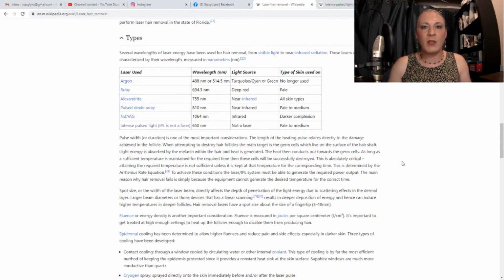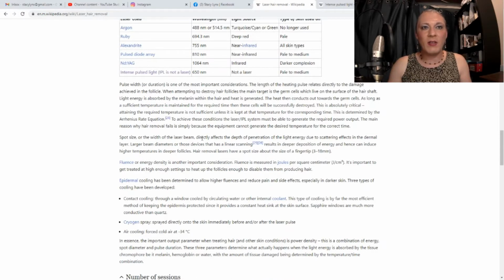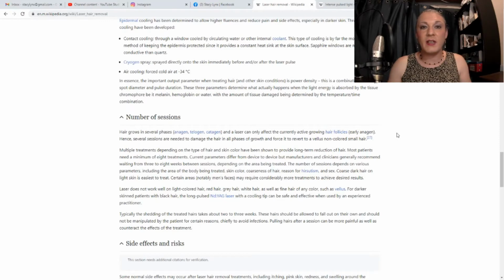Then you will achieve the desired result. It says that spot size, or the width of the laser beam, directly affects the depth of penetration of the light energy due to scattering effects in the dermal layer of the skin. And now it said it usually takes a number of sessions to remove all your body hair, whatever you're trying to do. Depending on the location as well, they say that chest, stomach and facial hair are the thickest ones. Arms and legs aren't so thick. And other places it varies depending on your overall hair thickness and other factors, genetic factors.